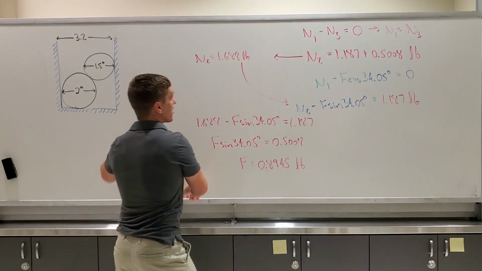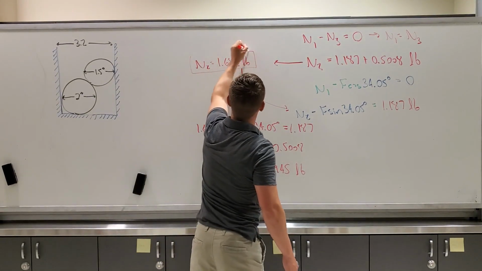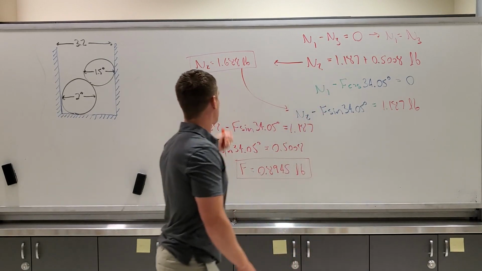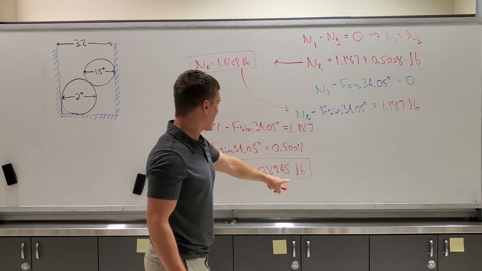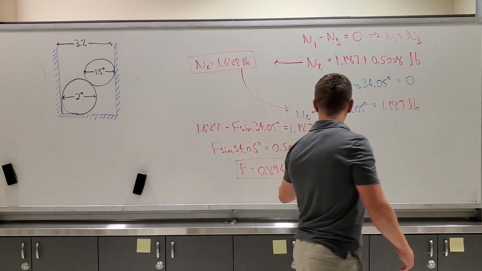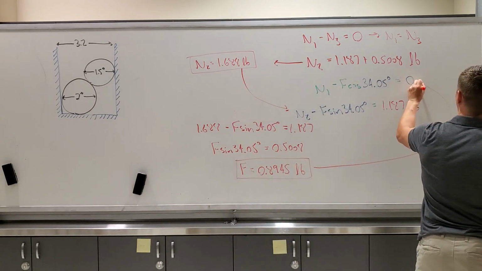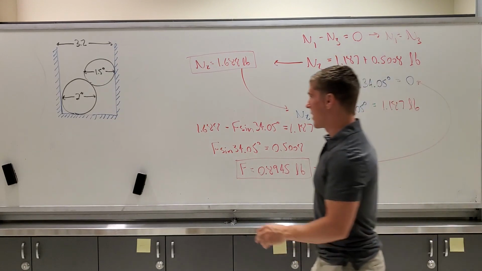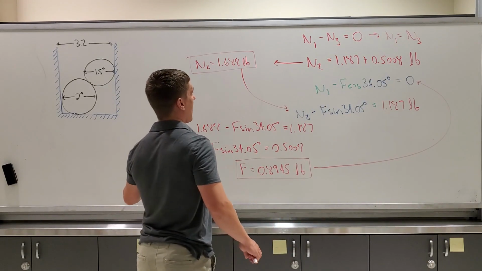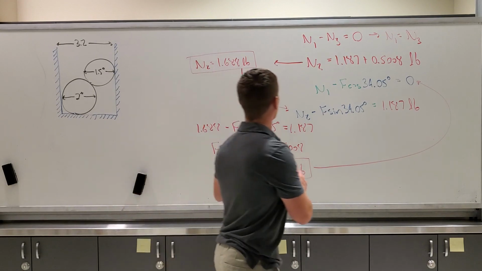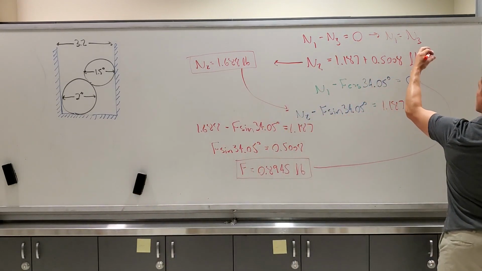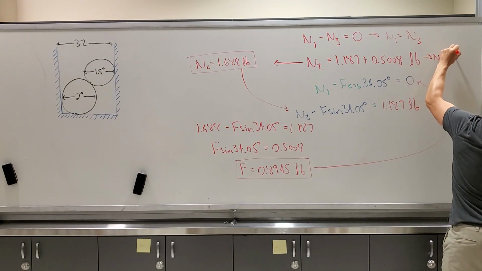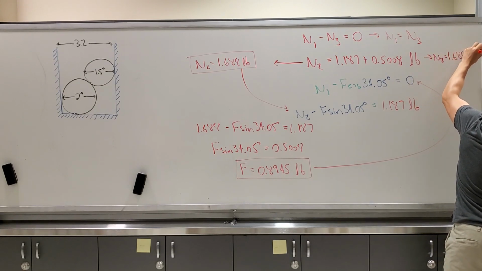Okay, let's make sure we keep track. This was an answer to the problem. This is also the answer to part B of the problem. So this was an answer to part A. But now I can take this value for F and plug it into equation 3 over here, and I end up with, let's go ahead and just write, N2 is equal to 1.688 pounds.